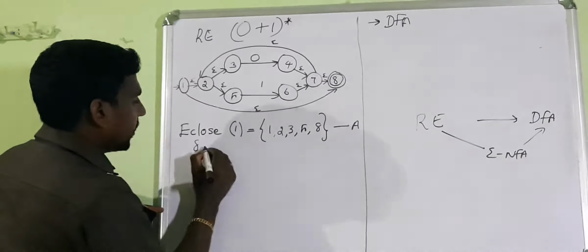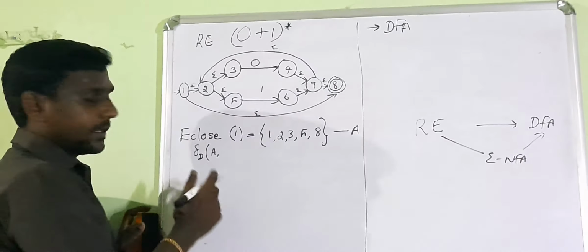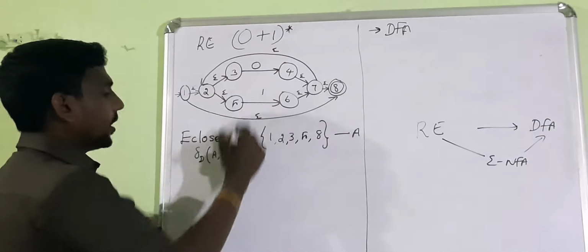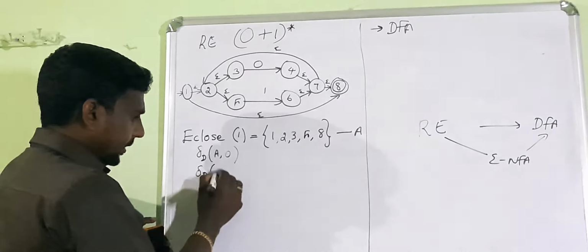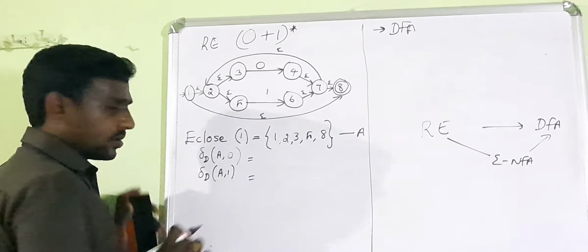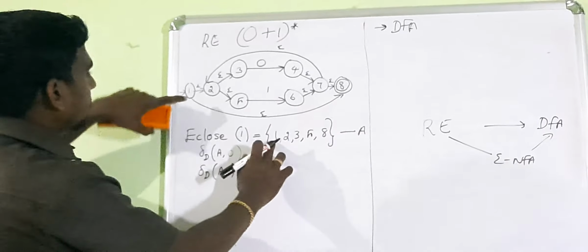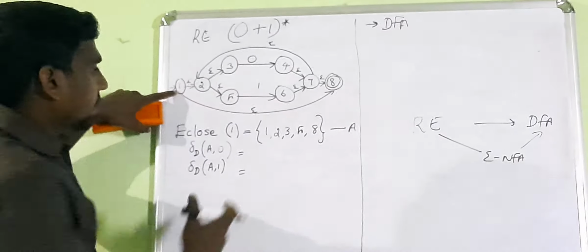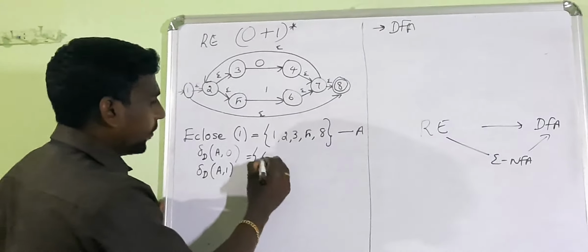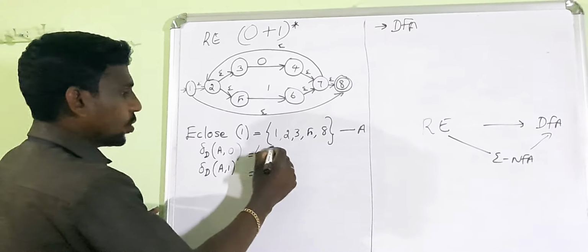Then we have to find delta D of A comma, why do I put D? Because I am going to find the DFA, that's why I am putting D. A comma 0, how many inputs are there? 2, that is 0 and 1. A comma 0 I have to find and A comma 1 I have to find. Okay, so A means 1, 2, 3, 5, 8, right, and 0. So we have to check from these states where 0 goes. From state 1 where does 0 go, there is no 0. From 2 there is no 0. From 3, see, 0 goes to 4, so I have to write 4. From 5, no 0, just 1. From 8, no 0. Okay, so only 4 comes.